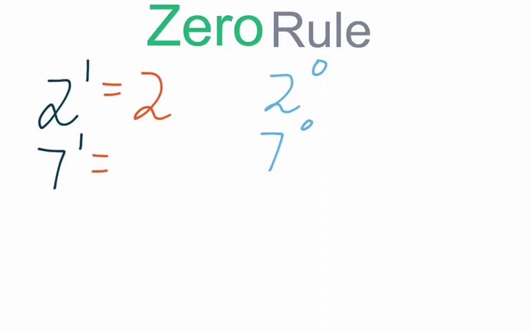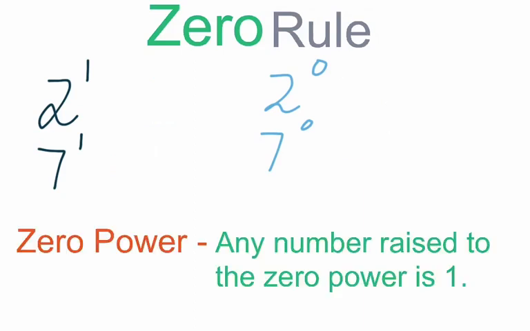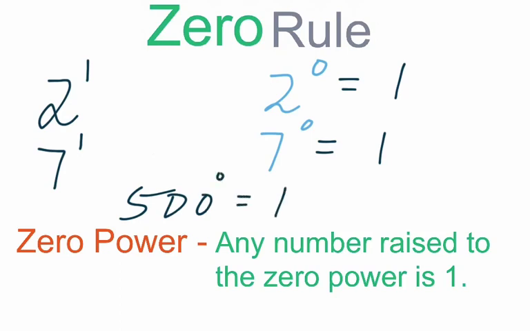The same with 7. If we had 7 to the first power, what would that be? It'd be just 7. Well, here's the deal. Anything to the 0 power, and you're just going to have to come to an understanding on this, is going to be 1. 2 to the 0 power equals 1, and 7 to the 0 power also equals 1. Basically, any number raised to a 0 power is 1. That's any number. If it was 500, 500 to the 0 power is going to equal 1.